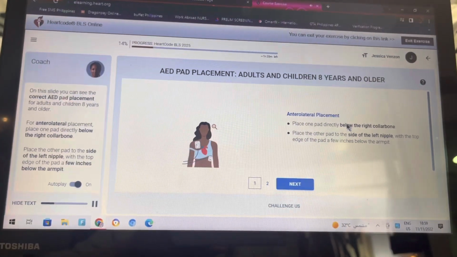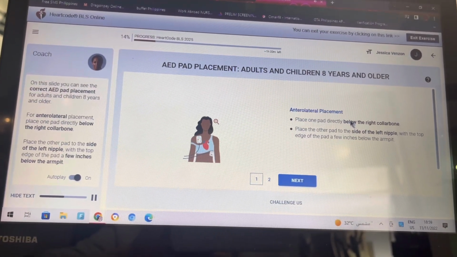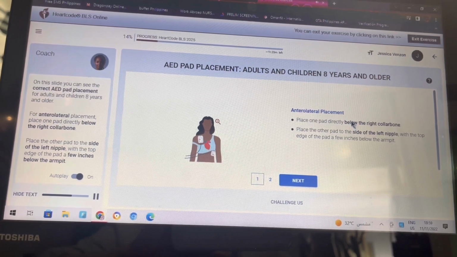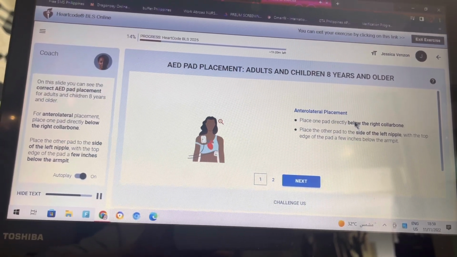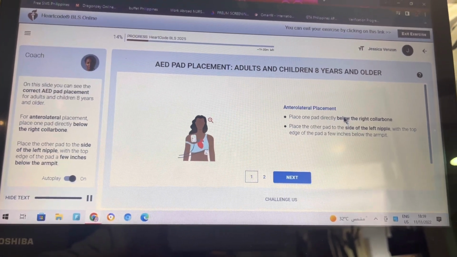Children 8 years and older. For anterolateral placement, place one pad directly below the right collarbone. Place the other pad to the side of the left nipple, with the top edge of the pad a few inches below the armpit. Click next to learn more.